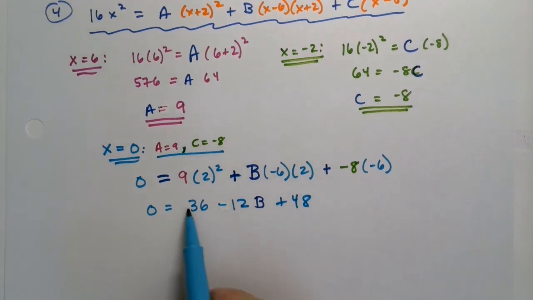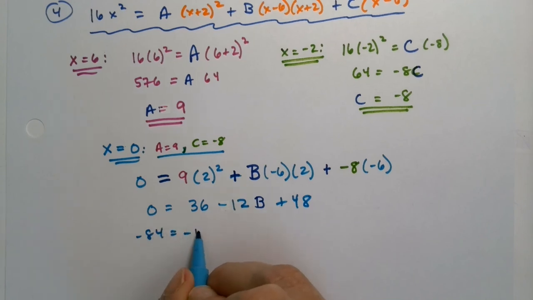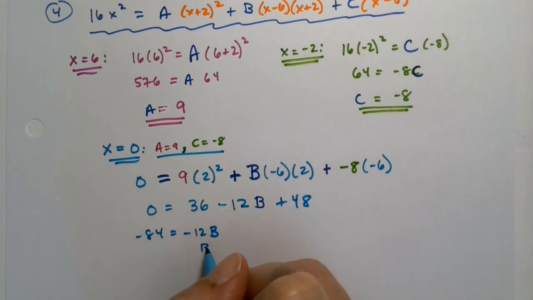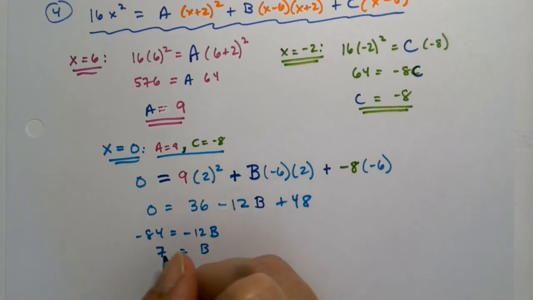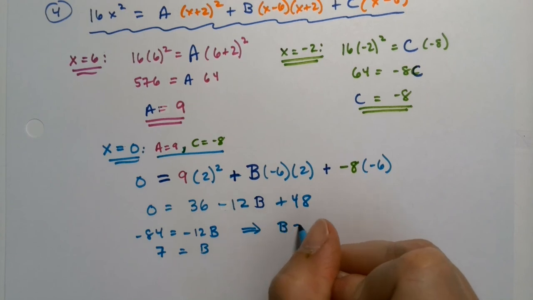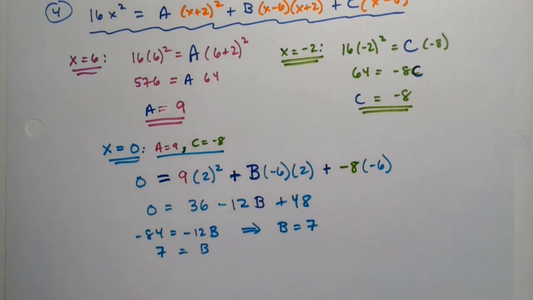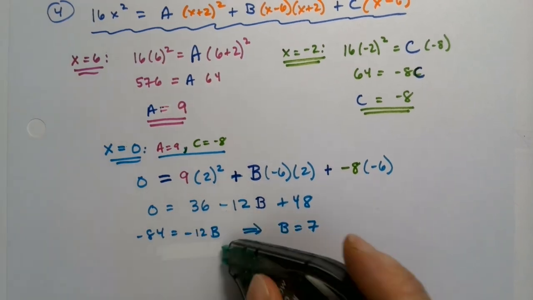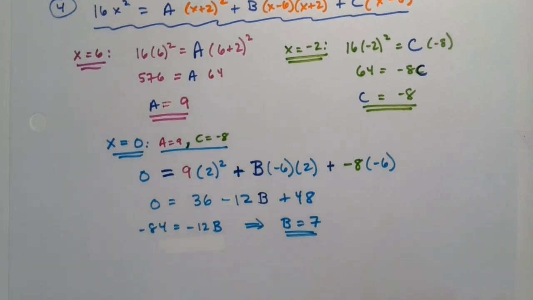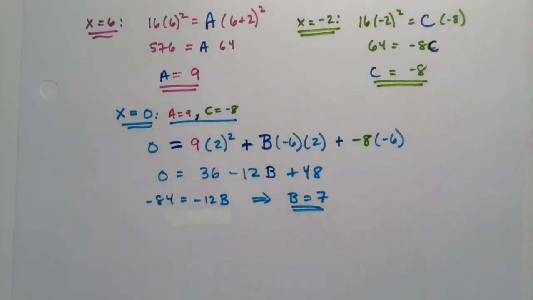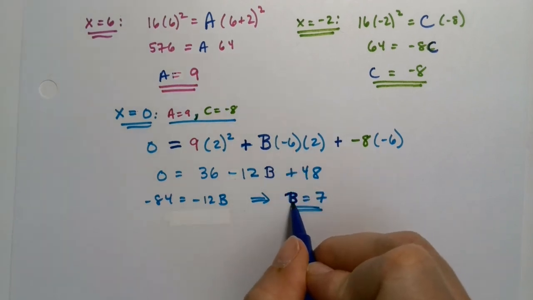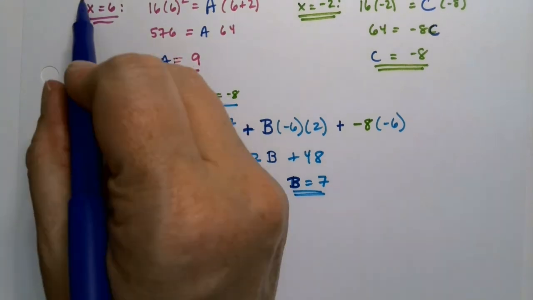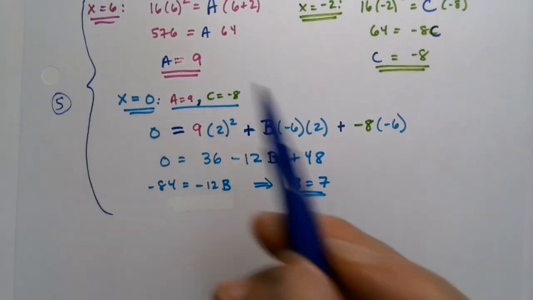So then bring these two numbers together and over to the other side. They make -84 equals -12B. So B is equal to 7. Actually, I'm just going to put that right here. I just want to leave myself some room to actually do the integration on this problem. All right, so B is equal to 7. All right, then. So this is all step 5. We finally have our coefficients.